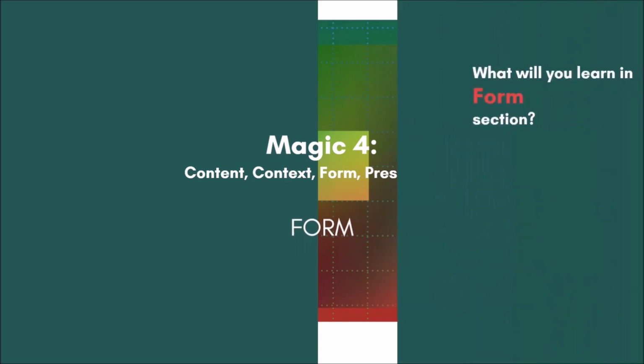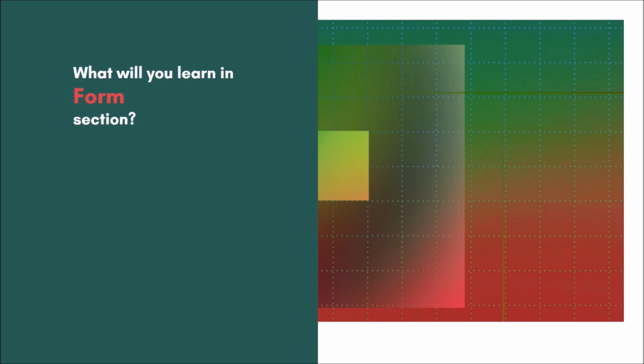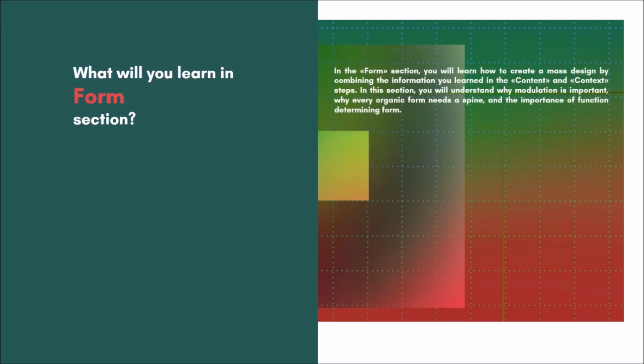What will you learn in Form section? In the Form section, you will learn how to create a mass design by combining the information you learned in the content and context steps. In this section, you will understand why modulation is important, why every organic form needs a spine, and the importance of function determining form.